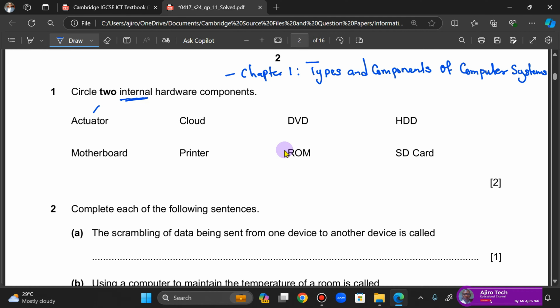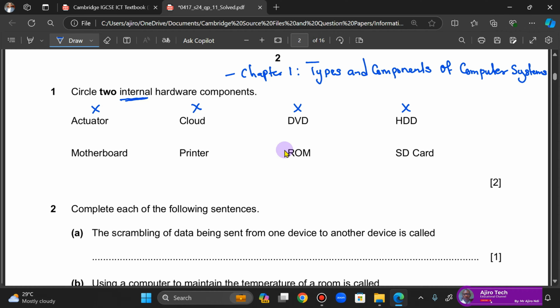Actuators are not found inside. Rather they are mechanical devices that carry out the physical action. Let's talk about cloud computing, when we store information on remote servers. So this is not internal. DVD is for optical storage devices and media. HDD is for magnetic.